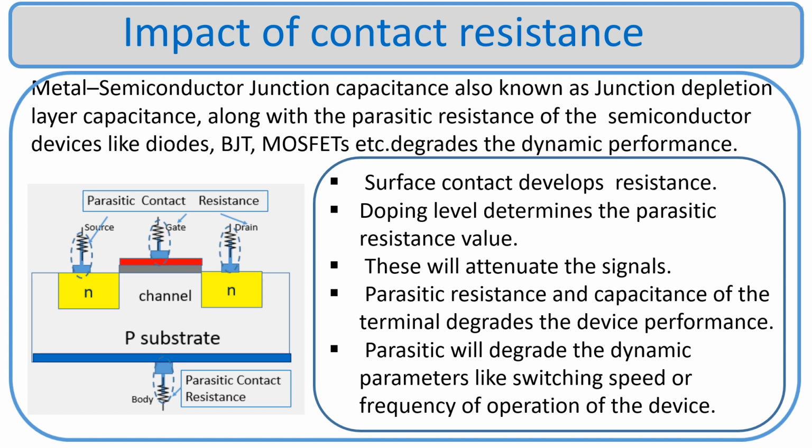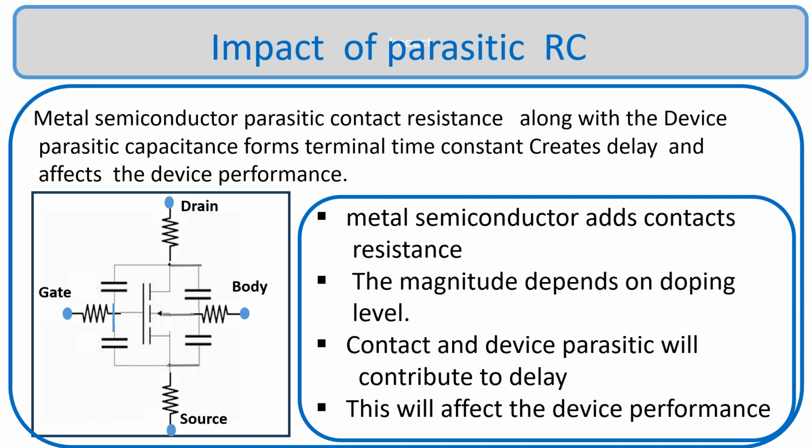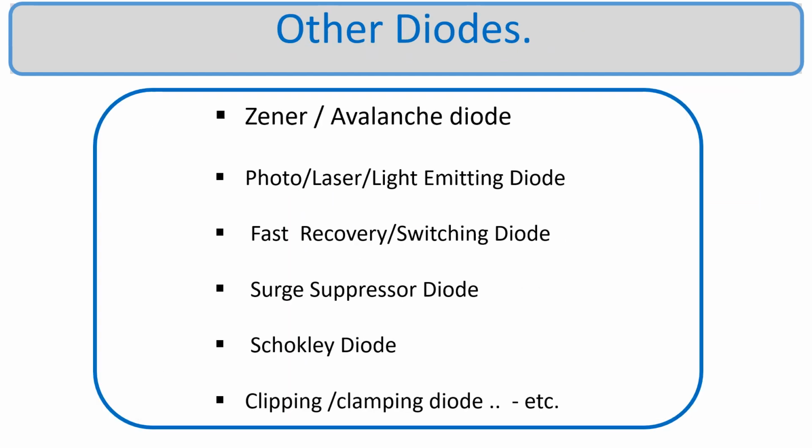The device parasitic capacitance along with the terminal parasitic contact resistance forms parasitic RC delay time constant. This delay at various terminals reduces the transient or dynamic response, speed, or frequency response of the device. The drain-to-gate parasitic capacitance gets magnified by gm times, and that coupled with parasitic resistance, causes large delays. Thus terminal parasitics will deteriorate the performance of the device.